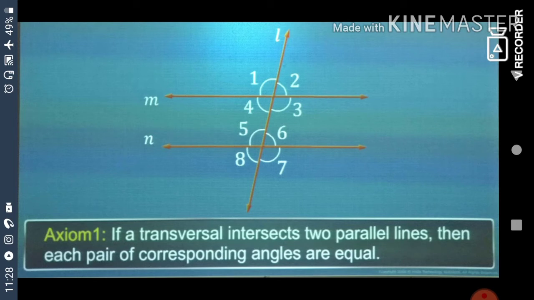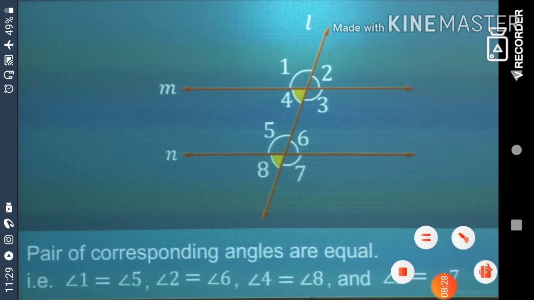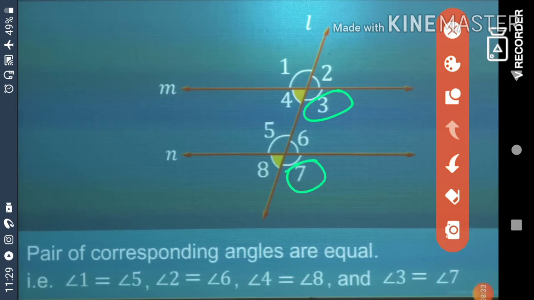But when parallel lines are cut by a transversal, the corresponding angles will be equal. Remember this one, okay? Now just check here, pair of corresponding angles. Here, as you can see, the yellow ones, 4 and 8, are also equal. And even angle 3 and angle 7 are also equal. Angle 3 and angle 7 are also corresponding.